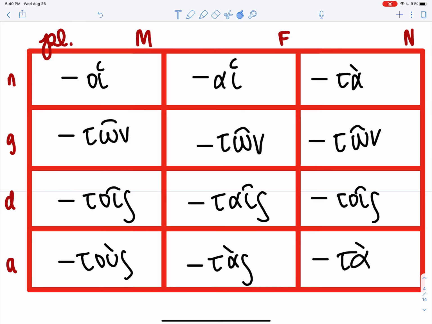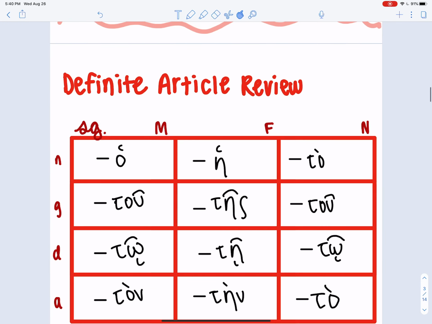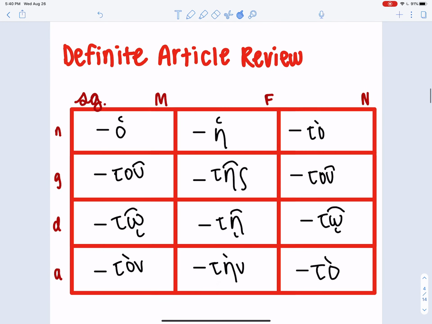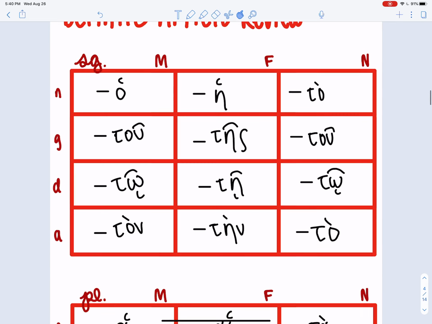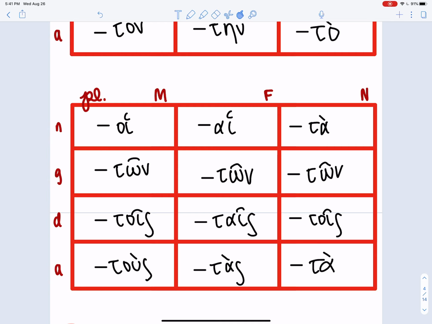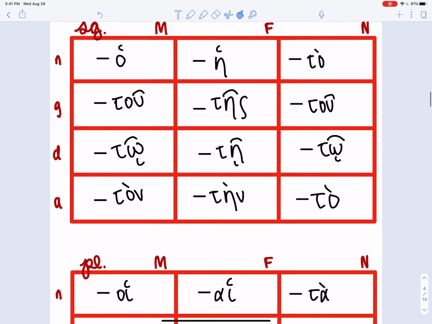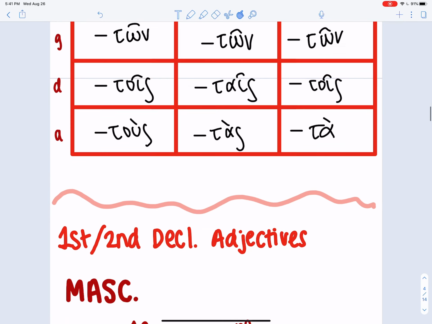So I think that reviewing like this, seeing all three together, finding similarities and differences is probably the best way to solidify your knowledge. And make sure that if you're ever confused, you come back to this lesson video, because now you know there's a chart here of all the definite article endings. All the definite articles, not just the endings.